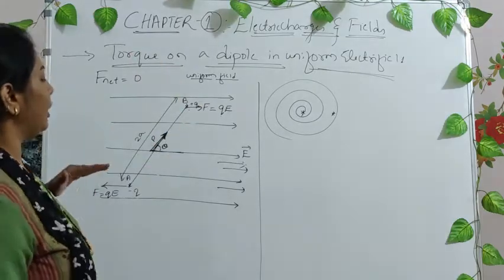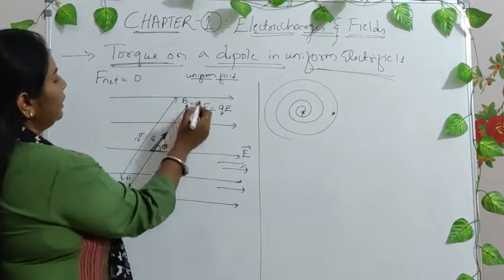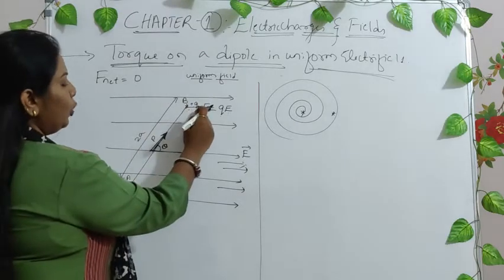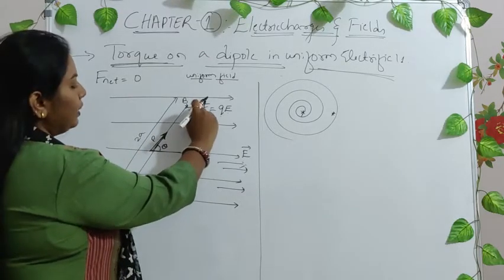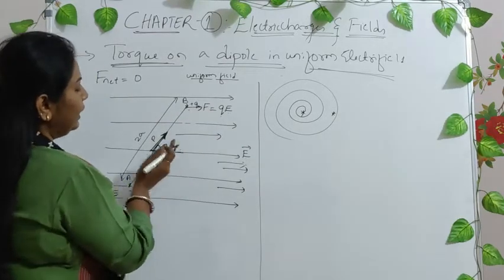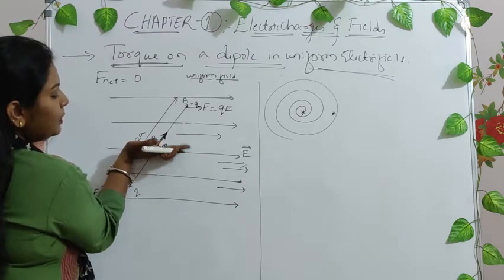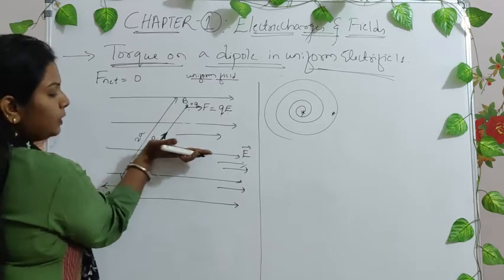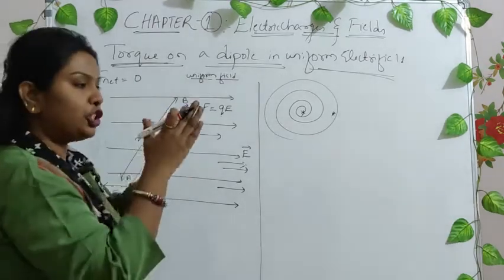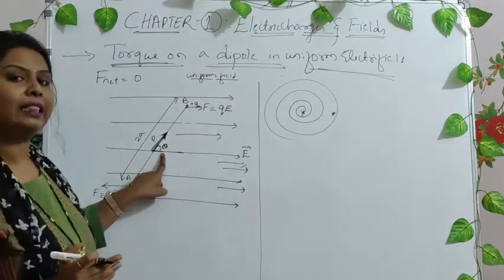Now due to this, what happens? A couple of forces comes into the picture, which is called torque. This force is acting in this direction, and this is acting in this particular direction. The electric dipole will always tend to align itself in the direction of the electric field. Now this is making an angle theta. If it starts moving in this direction, the dipole moment direction will also be in the direction of the electric field. The electric dipole always tends to shift itself to the direction of the electric field, but right now it is at some angle theta, right?